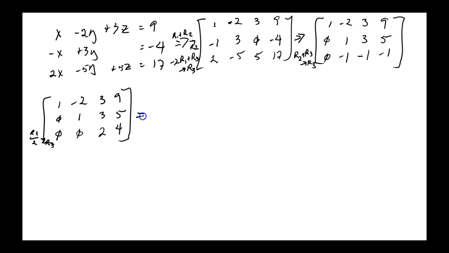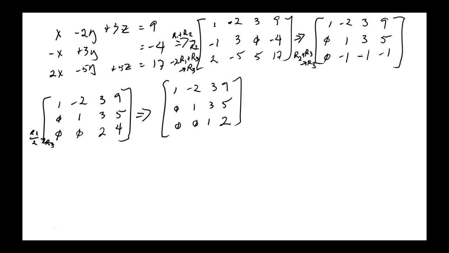Okay? So these are all equivalent matrices. 1, minus 2, 3, 9, 0, 1, 3, 5, and 0, 0, 1, 2, dividing the bottom row by 2. Hopefully this is looking familiar. Okay, time out. Remember what this stands for? The first column is the coefficients of x, second column coefficient of y, third column coefficient of z, fourth column your constant. So what do we have here?